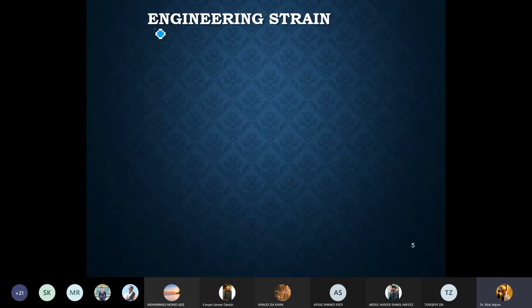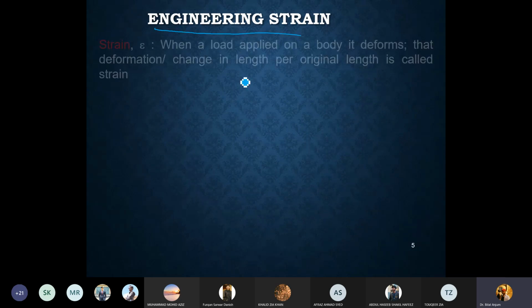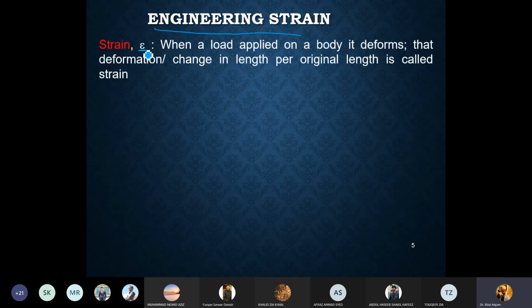How do you quantify engineering strain? Engineering strain is represented by this symbol epsilon. When a load is applied on a body, it deforms, as you already know. The deformation or change in length per unit original length is called strain.